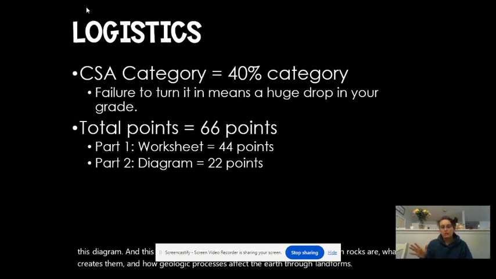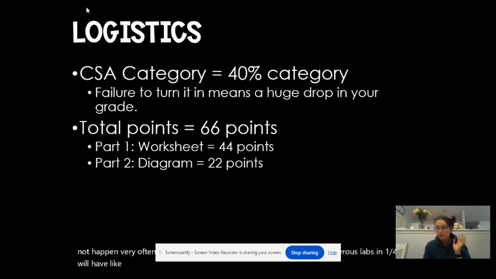All right, just some logistics here. This is a CSA. We have 3 categories in our grade book. We have our classwork, which is 20%, labs and quizzes, which are 40%, and then CSA, which is 40% as well. It is in a 40% category, so this means this is a very large portion of your grade. CSAs do not happen very often. This is not like a lab where you're going to have numerous labs in a quarter. You will have like 2 to 4 CSAs in a semester. So in 18 weeks, we will have maybe 4 of these.